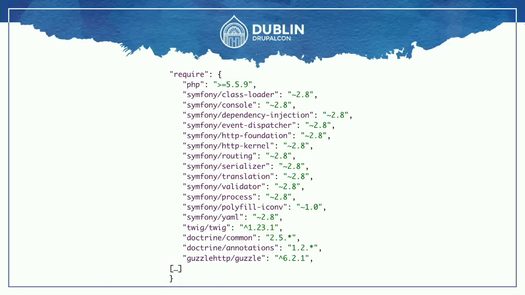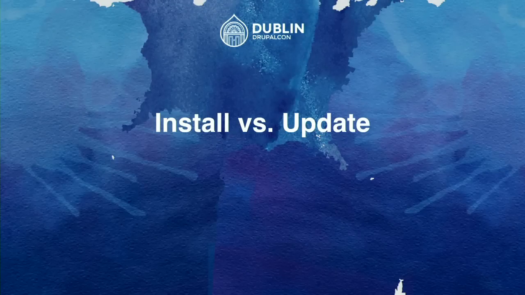So now we know how to define and list and specify which versions we want, but we still need to install and pull them down. So we're going to talk a little bit about the install and the update command.